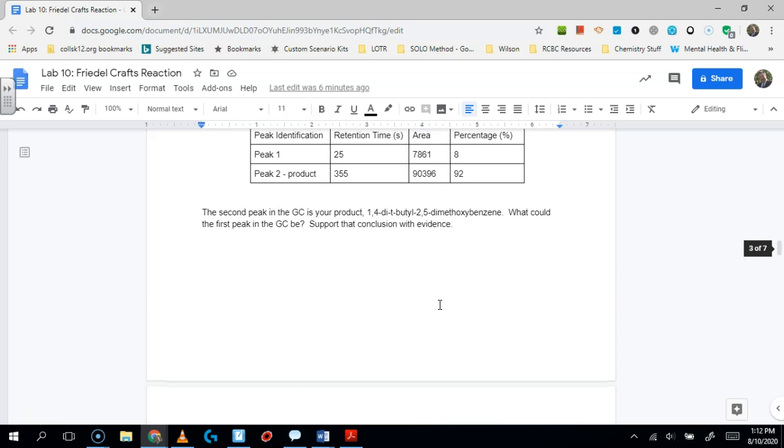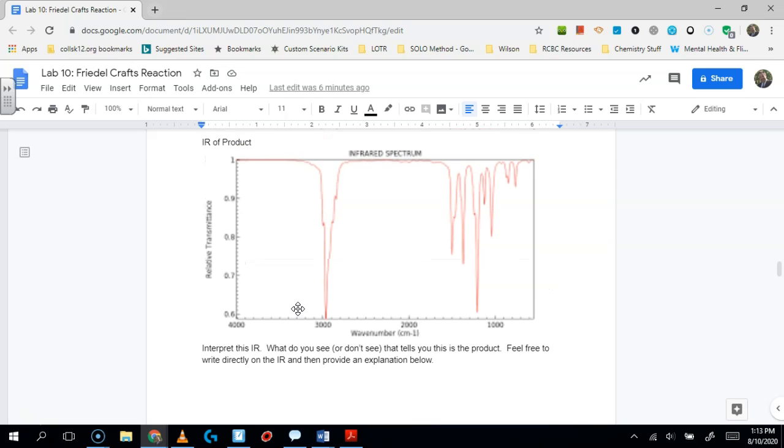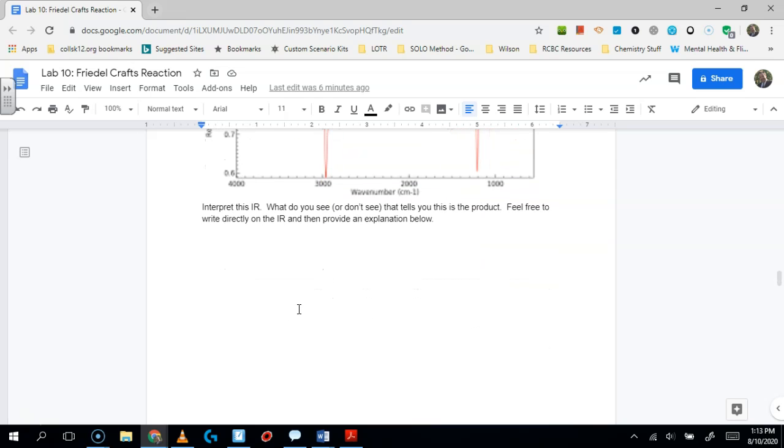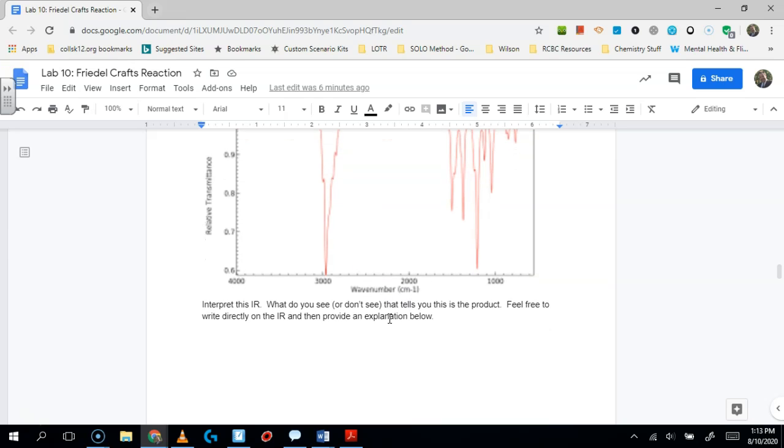Support your answer with evidence. Okay, and then IR interpretation. You guys have been doing IR interpretation for a long time. So again, in order to do this IR interpretation, you may want to draw on here, make annotations. You may want to point at what peaks are what, and then go from there.